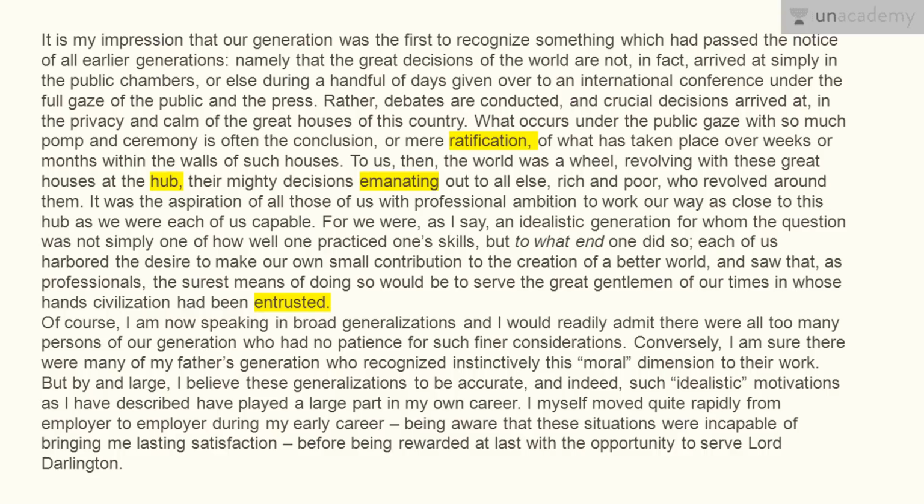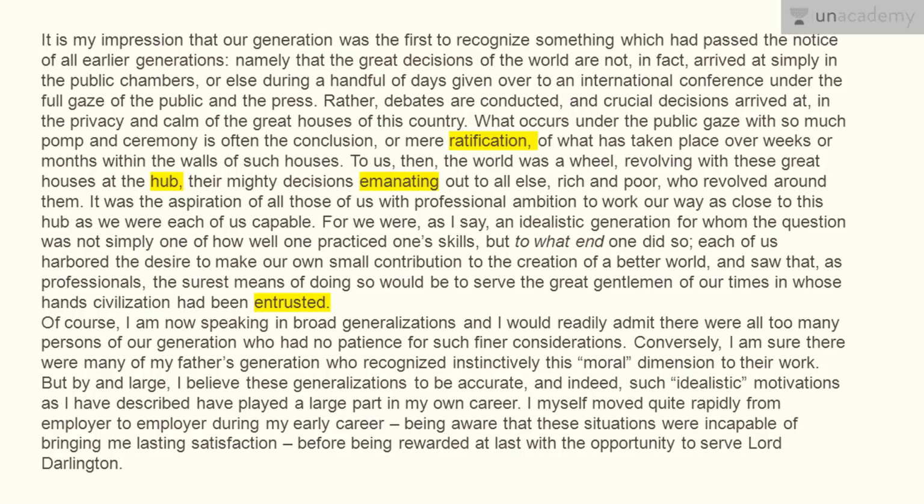Rather, debates are conducted and crucial decisions arrived at in the privacy and calm of the great houses of this country. What occurs under the public gaze with so much pomp and ceremony is often the conclusion or mere ratification of what has taken place over weeks or months within the walls of such houses.